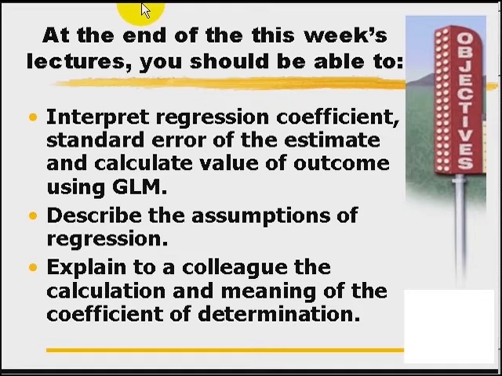So today, we're going to get started by describing the assumptions of the multiple regression equation, to next be able to explain to a colleague the calculation and the meaning of the coefficient of determination, or the R-square, and then to finally finish up our scenario number 4, looking at the relationship between a change in weight and a change in blood pressure and how that might be interpreted in the literature. So let's move it on.